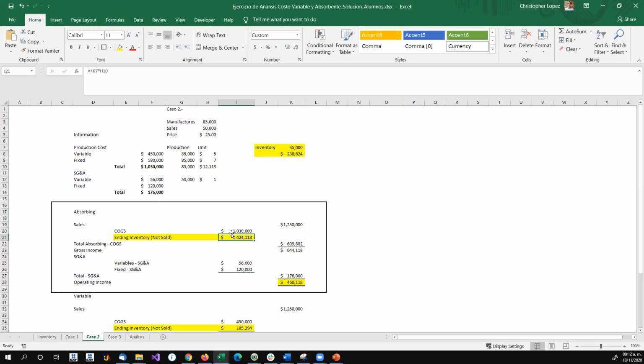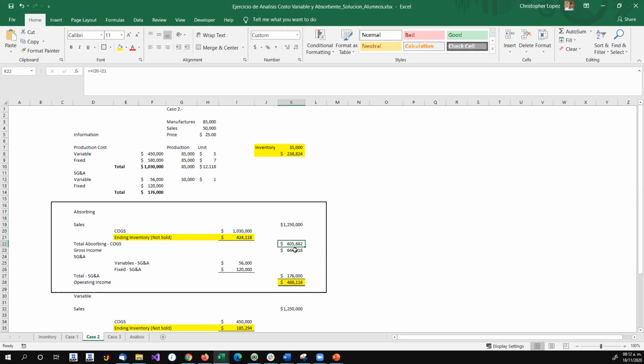Okay, so that's the number we need to take out. Take out from where? Well, from the manufacturer cost. And because we are using the absorbing method, the manufacturer fixed and variable cost. So we multiply manufacturer times 12.118, right? And the subtraction of those two is actually my total absorbing cost. Great, now I have my cost.